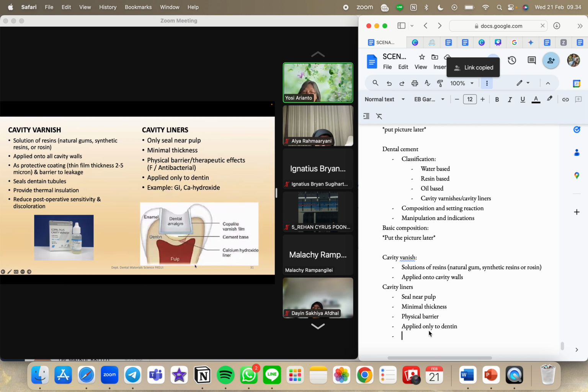Yeah, see, this is the copalite varnish film. Here, sometimes we use the calcium hydroxide liner, which is also an antibacterial material. That's why this cavity varnish or cavity liner we also use depending on the case.